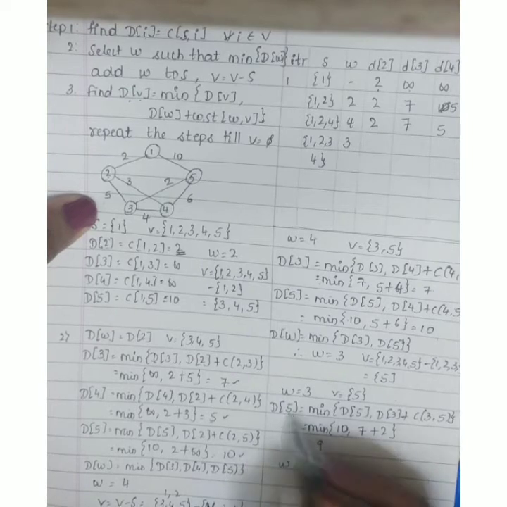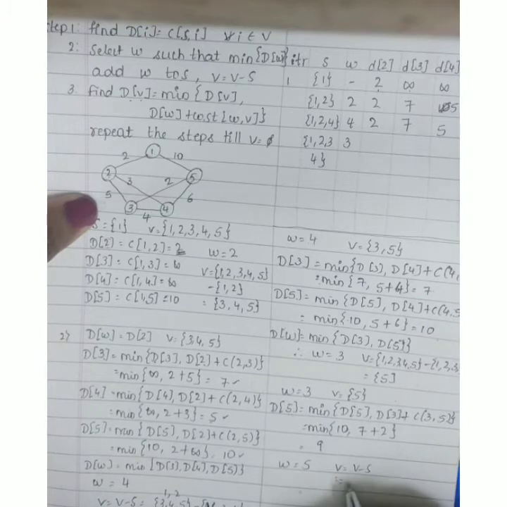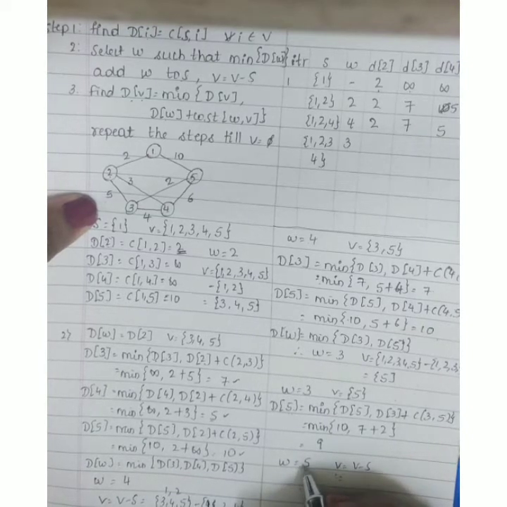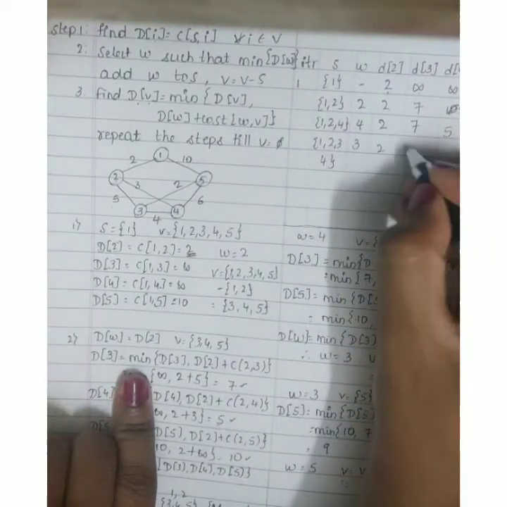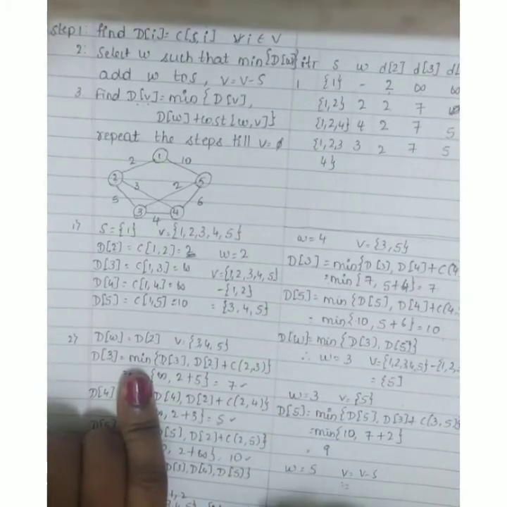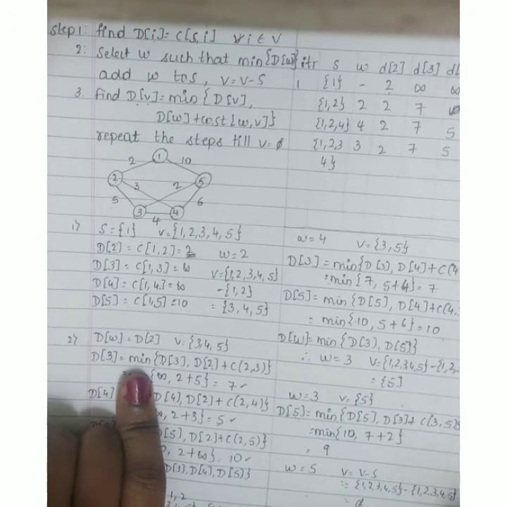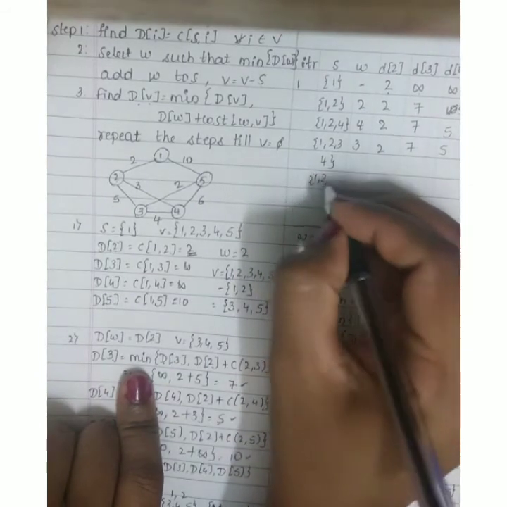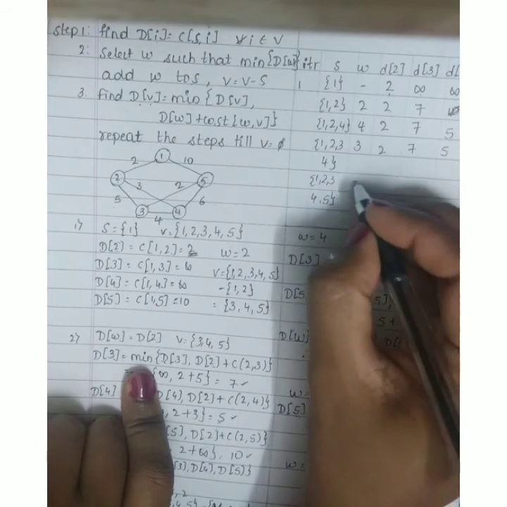Corresponding vertex is 5. Now V is V minus S. So all the vertices now we'll add W to S. So updated. First we'll write down all the distances: 2, 7, 5, and now it is changed as 10. Now update V minus S: 1, 2, 3, 4, 5 minus S, which we have updated as 1, 2, 3, 4, 5. So it is a null set. Our new W is 5.